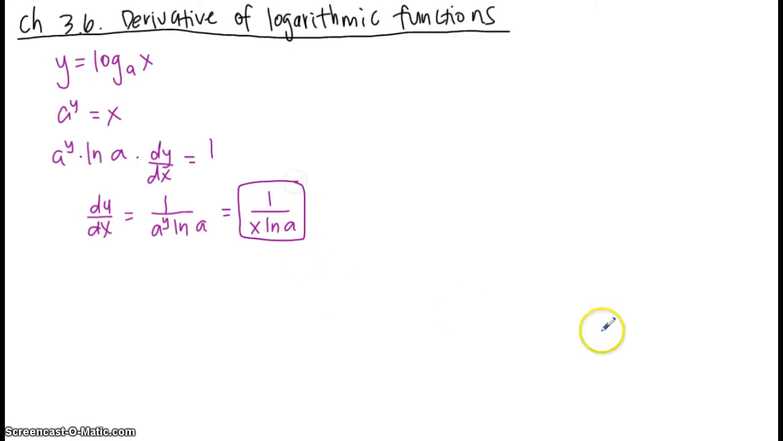And it's as easy as that. We have the derivative of the log base a of x is equal to 1 over x times the natural log of a. Now, what does that example look like?